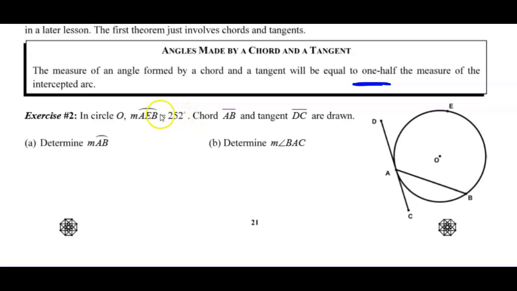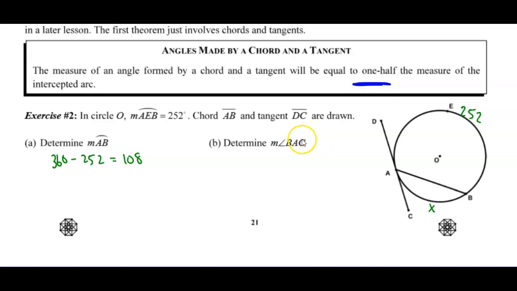So in circle O, arc AEB is 252. That's this whole arc out here, right? And so chord AB and tangent CD are drawn. Determine arc AB. So I want to know this arc right in here. Well, first off, that part's easy. So arc AB is just going to be the rest of the circle, right? So it's 360 minus 252, which is 108.